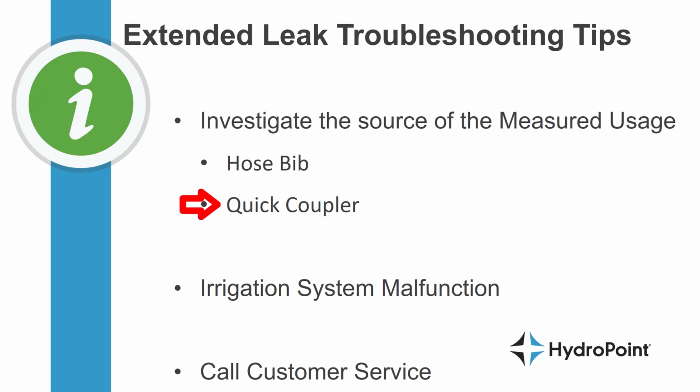Is that quick coupler still plugged in, the source of that measured usage? Or is it an irrigation system malfunction like a stuck valve or a break in your irrigation system that's causing this extended leak alert to happen? And you've got to find what's running and turn it off. For more help troubleshooting your extended leak alerts, call the HydroPoint customer service team.